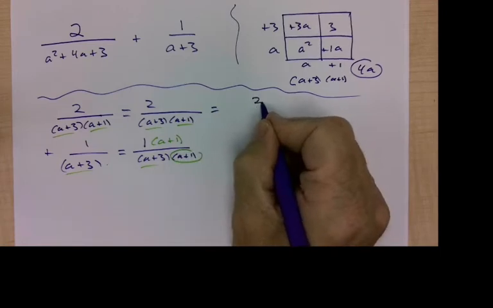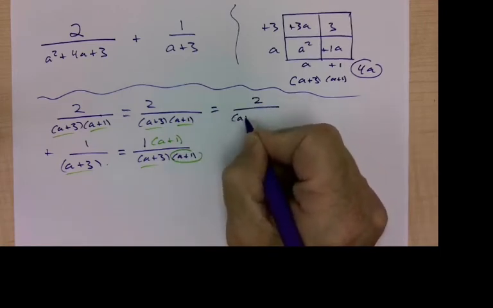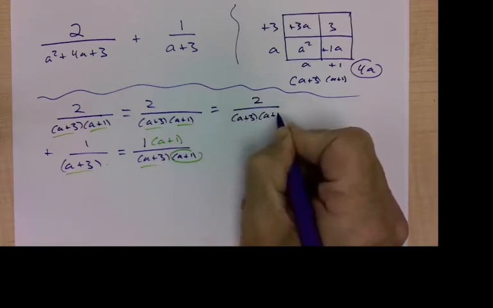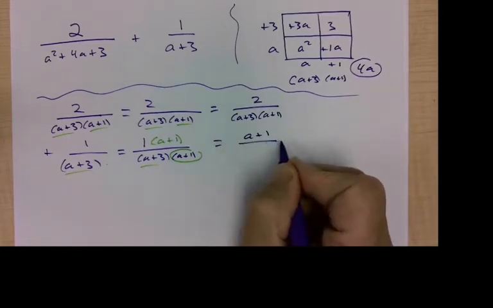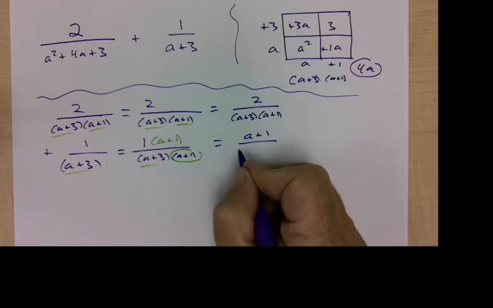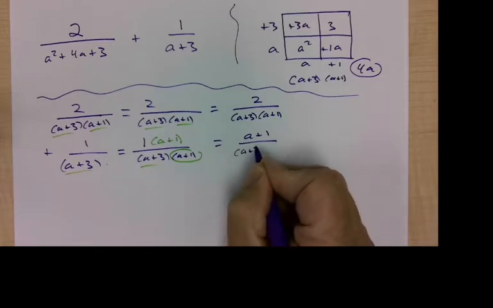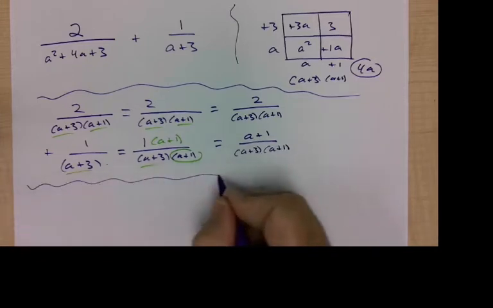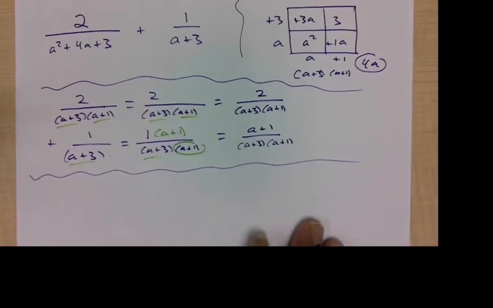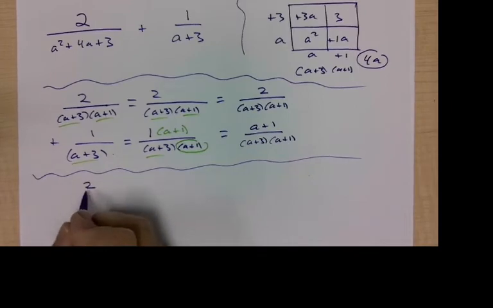So now I have 2 over (a plus 3)(a plus 1). 1 times a plus 1 is a plus 1, over (a plus 3)(a plus 1). So I have successfully rewritten this as a sum of two fractions with a common denominator. So what is that going to look like now?